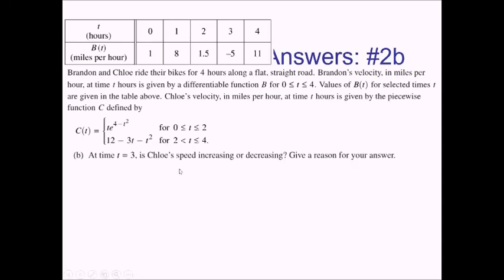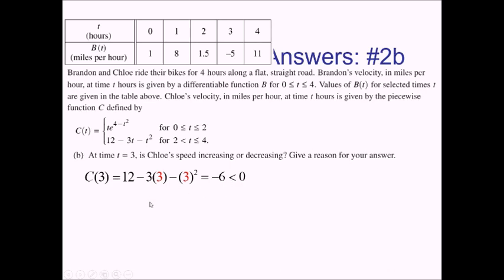For this problem, we want to know if Chloe's speed is increasing or decreasing. So all we have to do here is compare her velocity and her acceleration at time 3. For her velocity, we just have to use the c function, because that's what the c function gives us, Chloe's velocity. Plugging in 3, we're going to use this second rule because 3 is between 2 and 4. So we have 12 minus 3 times 3 minus 3 squared. That's going to be 12 minus 9, which is 3, minus another 9 is negative 6. The important piece to come away with for this is that this is a negative number.